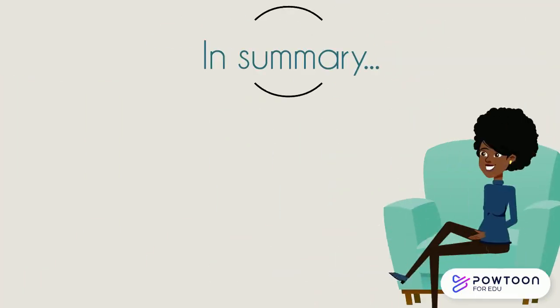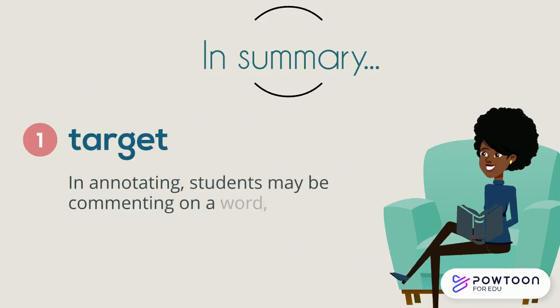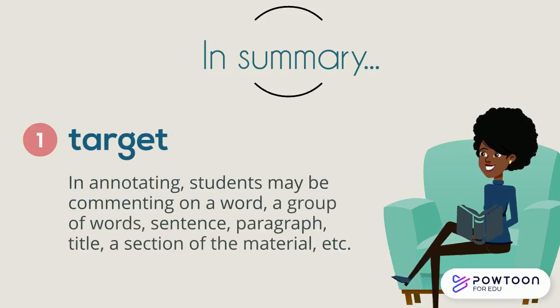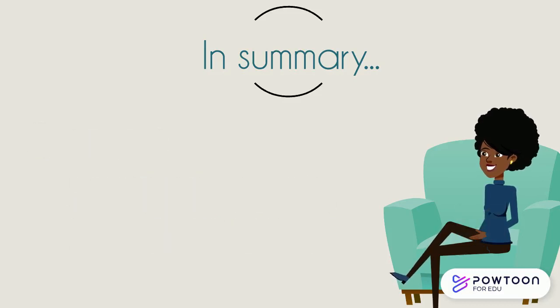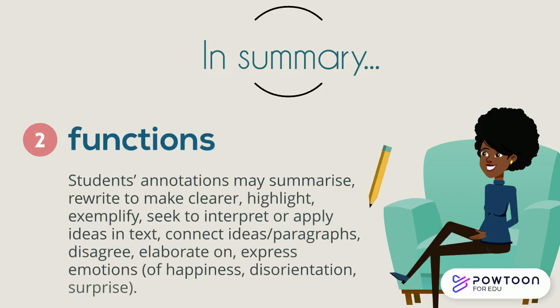So, what is it in text that we annotate? In other words, what's the target of annotation? It could be a word, a group of words, a sentence, a paragraph, and so on. What do we use annotations to do? Our annotations could serve to summarize, to clarify, to interpret, to make connections, to express our critical views, to express our emotions, and so on.